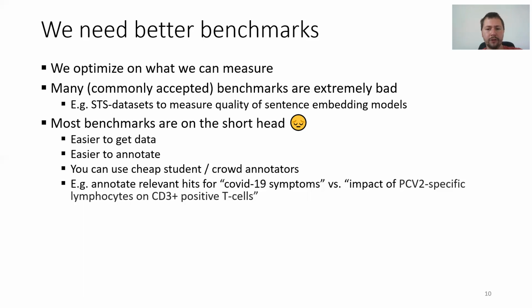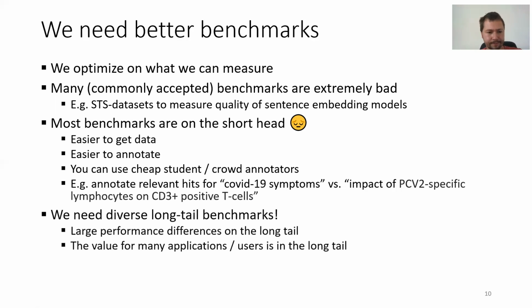So you can ask some students or crowd annotators to annotate relevant publications on this. That's a lot harder when your query is from the long tail, when your query is, for example, impact of the PCV2 specific lymphocytes on CD3 plus positive T cells. To identify which publications are relevant for the second query is a lot harder. So you need domain expertise. You have to be in the field, and you cannot ask a student from computer science to annotate, while for a really generic statement like COVID-19 symptoms, you can ask any student to annotate that. So it's a lot harder to get data for the long tail.